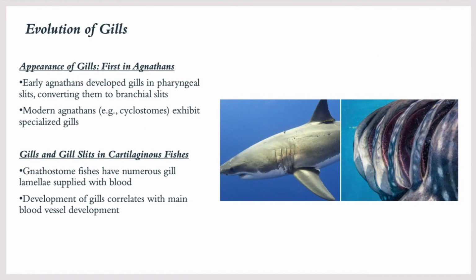Now, the gills and gill slits in the cartilaginous fishes, so gnathostomes, which are fishes that have jaws, they have numerous gills which have a supply of blood. Remember when we were speaking about the circulatory system and we were talking about the afferent and the efferent branchial arteries? Well, that is the blood supply that we're talking about here when we're mentioning the gills. So the development of the gills correlates with the development of the main blood vessels.